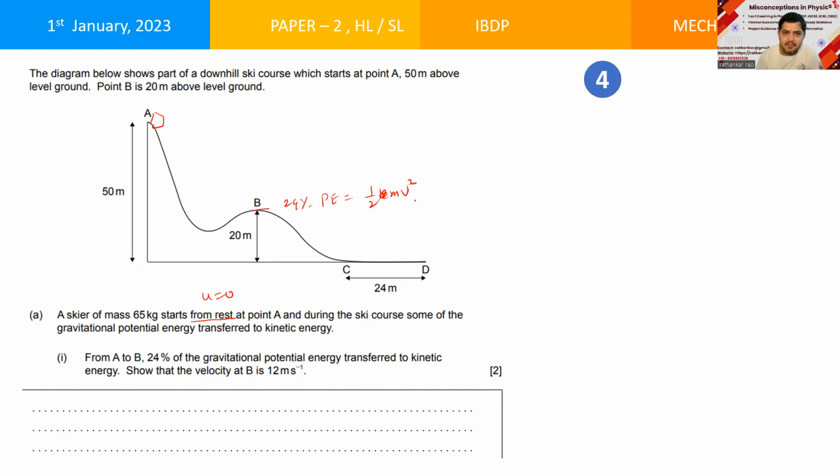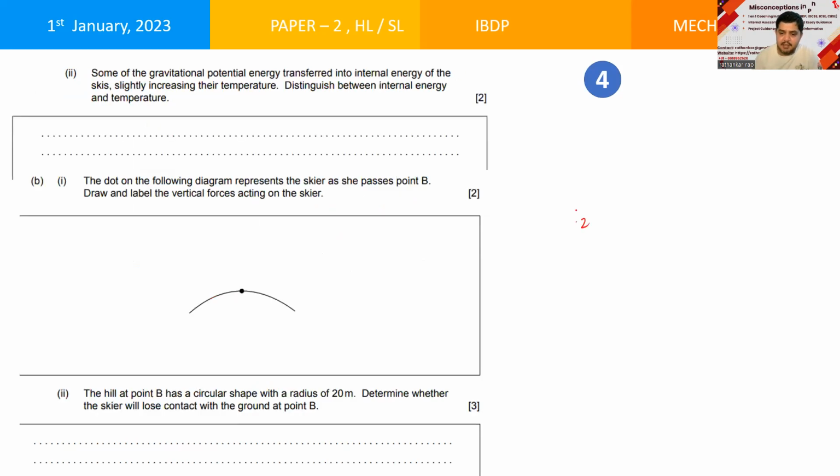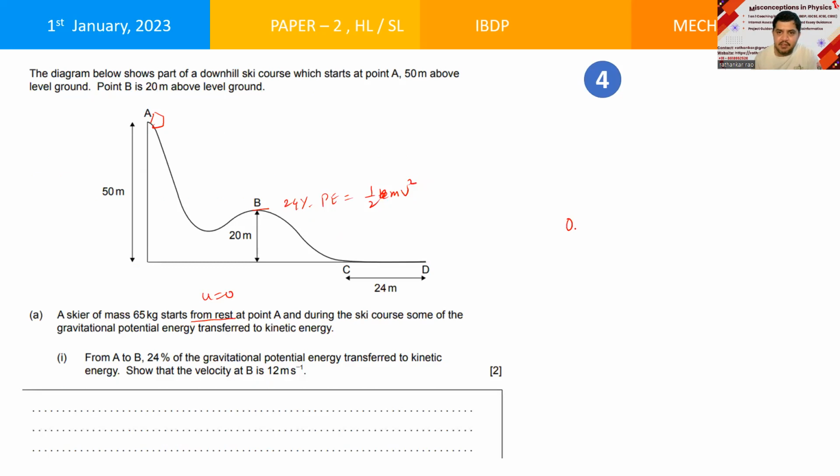See, the statement itself is very clear. So what I should do, 24%, which is nothing but 0.24, multiplied by what is the potential energy? Potential energy transferred to kinetic energy. So it is nothing but mgh. mgh should now be equal to half mv square. Half mv square, right?